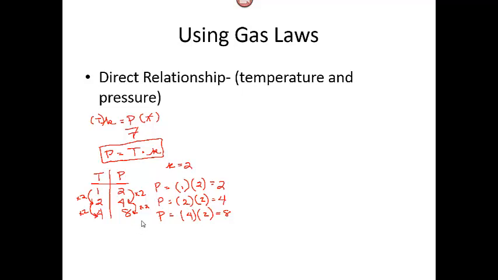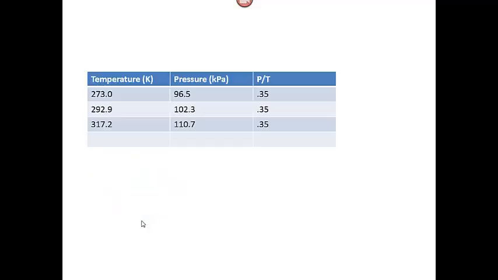All right, let's look at an example from the lab, some actual lab data. Now we have some data, and this should look familiar. It should look a little bit like the data that we did in Lab 2, which was Gay-Lussac's law. We have our temperature in K here, and our pressure in kPa, and then the P divided by T is your constant for this set of data.